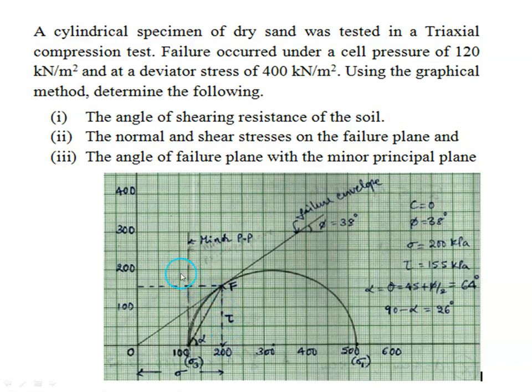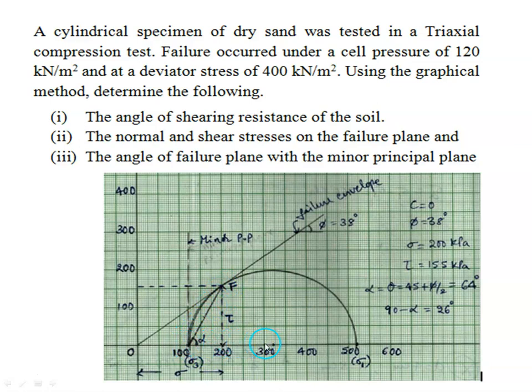Then the third point, the angle of the failure plane with the minor principal plane. We know that the angle made by the failure plane with horizontal is alpha, where alpha equal to 45 plus phi by 2. So from this graph we can measure the value of alpha, which is equal to 64 degrees. But it is asked to find the angle with the minor principal plane, and this is the angle made by the failure plane with the major principal plane. In a triaxial test, this horizontal axis represents the major principal plane. So this alpha represents the angle made by the failure plane with the major principal plane.